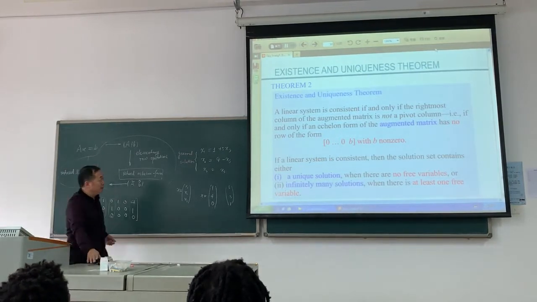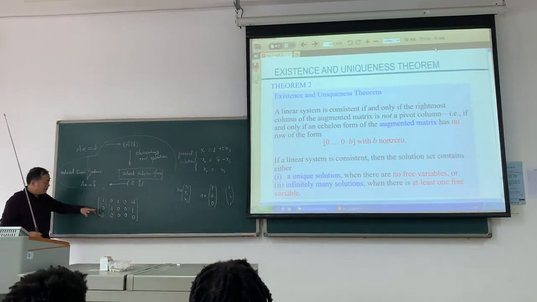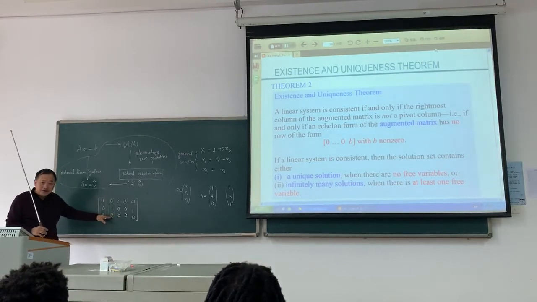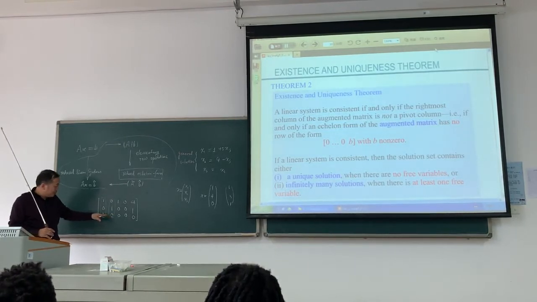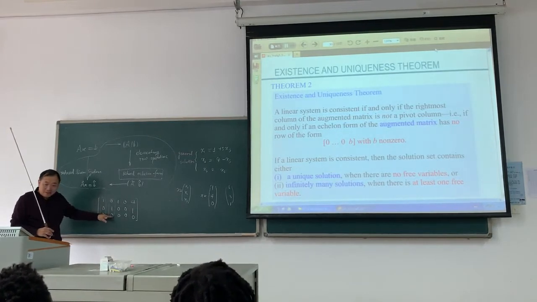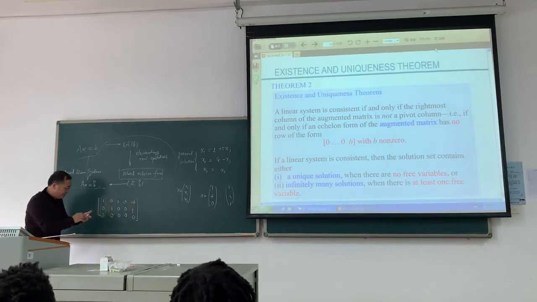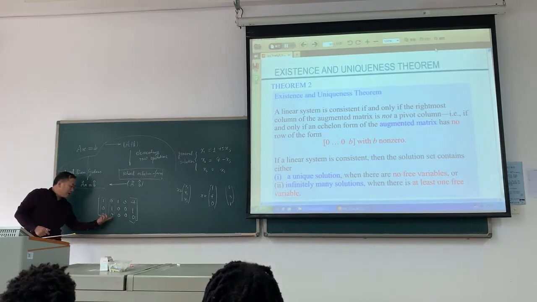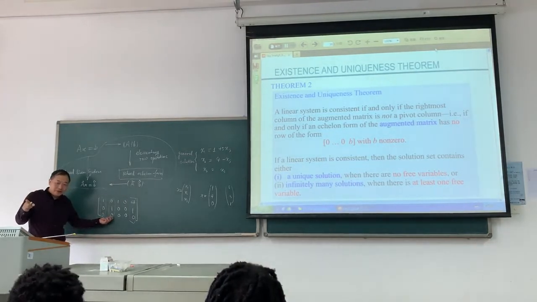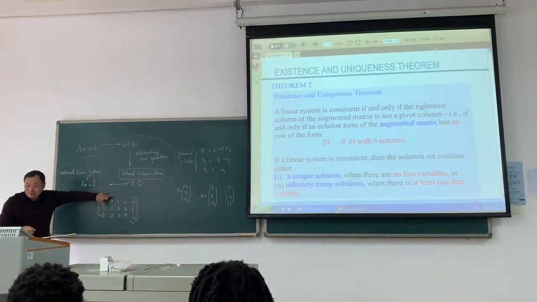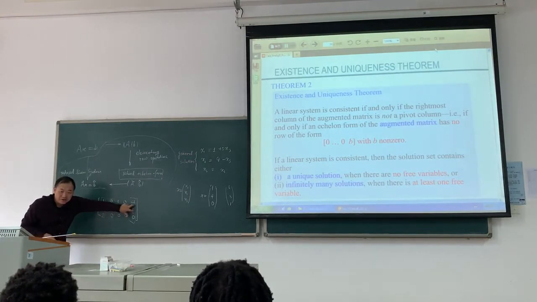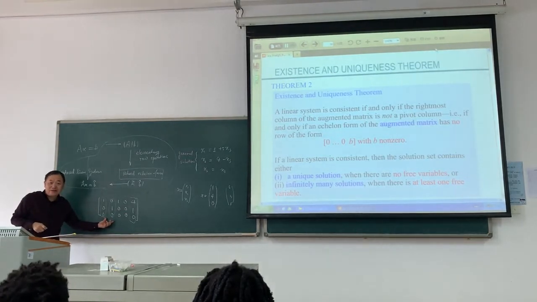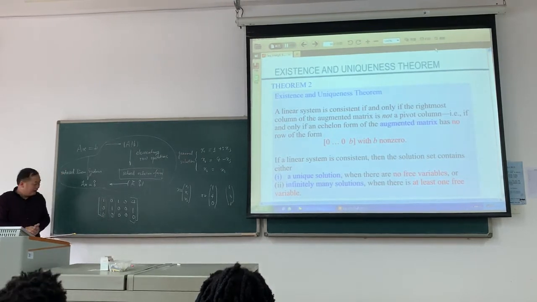Now, here we say the part of the column. Now, this is the rightmost. Understand? This is the rightmost part of the column. Over here is not this one, right? The rightmost part of the column is this column. This column is not a pivot column. So for this linear system, we have solutions. Understand?